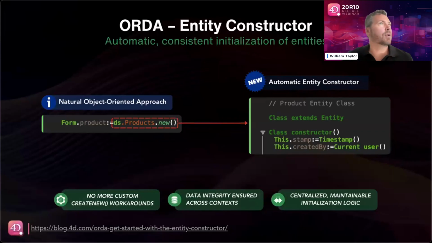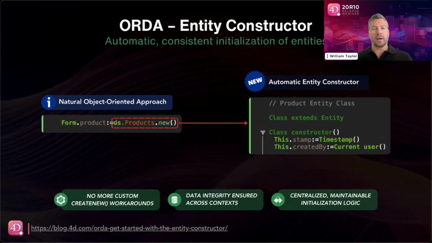All right, now let's shift focus into ORDA. Until now, if you needed default values when creating an entity, you had to write a helper function like create new parentheses. The problem, you had to remember to use it everywhere in your code. With 40R10, 20R10, you can now define a constructor directly inside your entity class. This constructor runs automatically whenever a new entity is created.